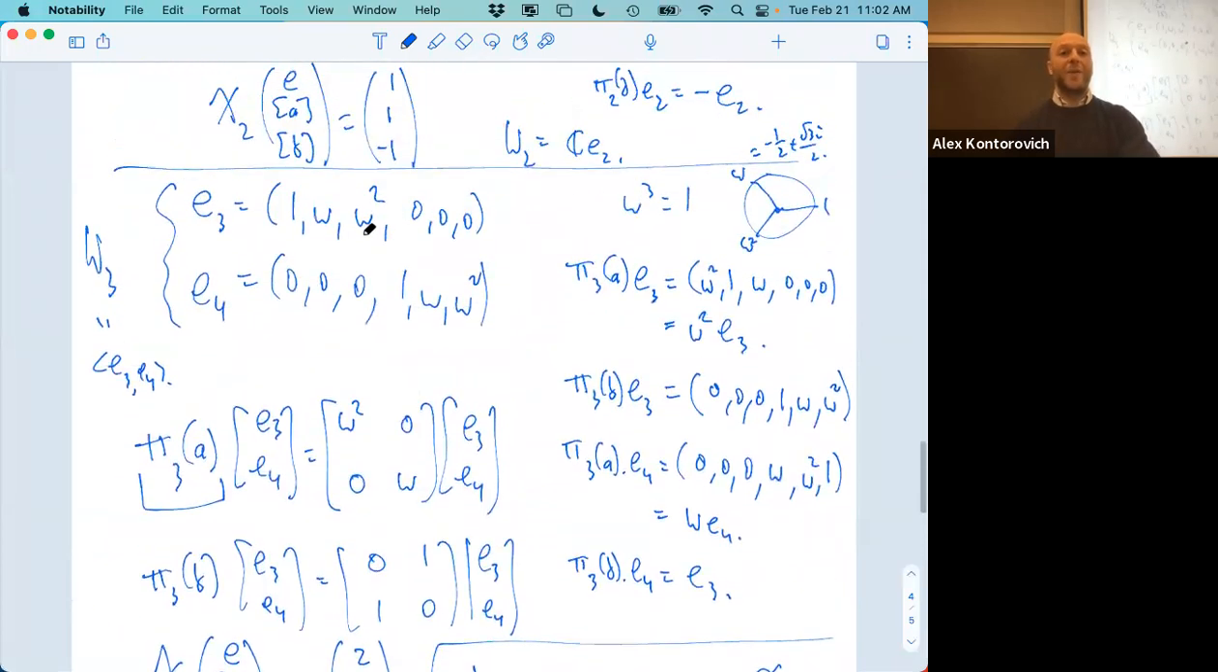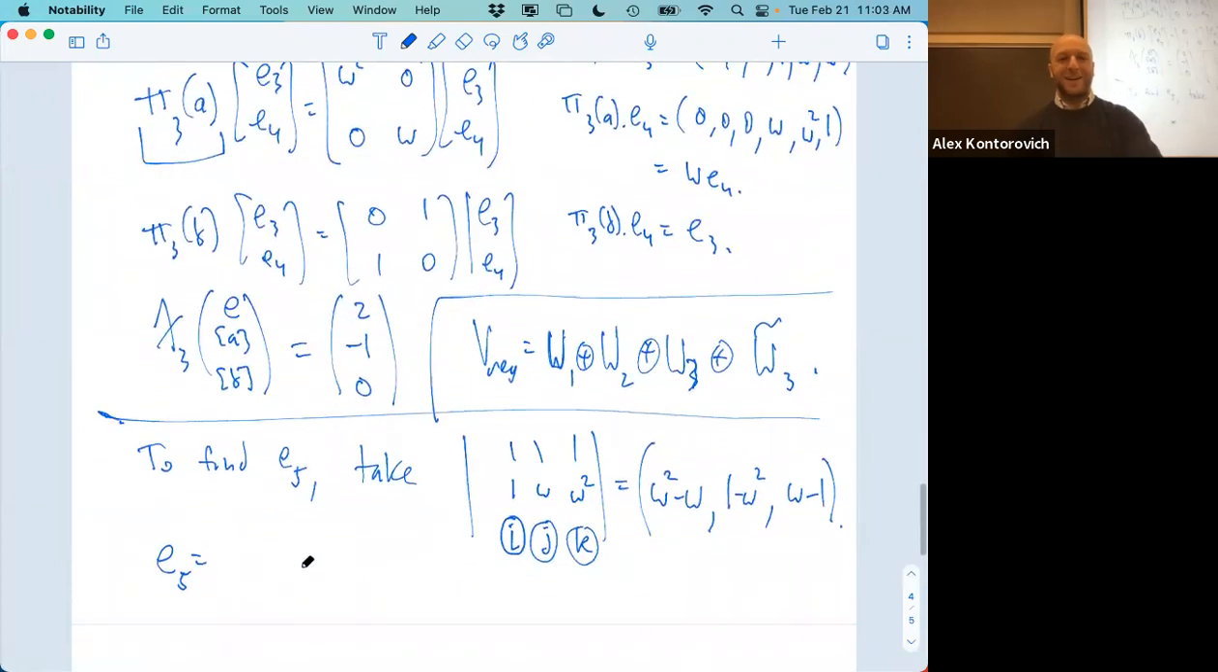If we replace omega by omega squared, right? That will not be orthogonal to E3. So if I put 1 omega squared omega, then when I take the inner product with E3, oh, actually, that will work. Yeah, it's exactly what I was saying here. This is the wrong E5 because this is a unitary representation. You have to take conjugates before taking inner products. So we can take E5 to be 1 omega squared omega 0, 0, 0.